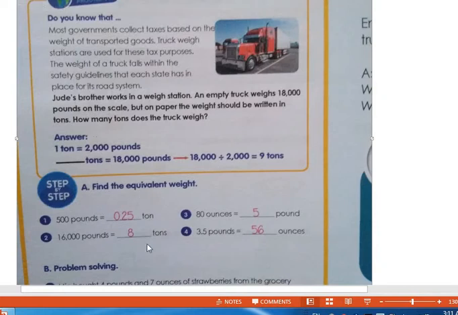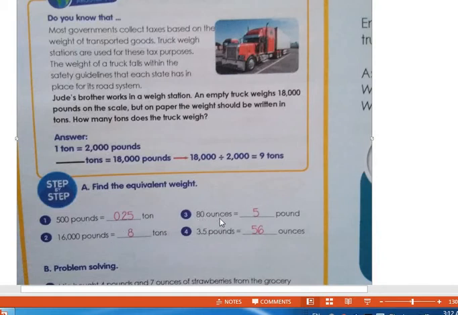And the questions come like this. Find the equivalent weight. So 500 pounds equals how many tons? Pounds is a unit that is smaller than ton. So here we divide. Divided by what? Divided by 2000. So the answer will be 0.25.